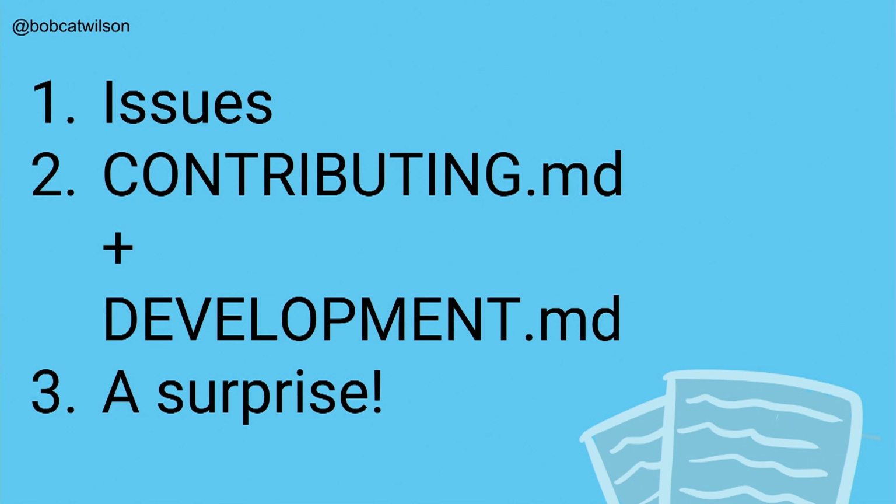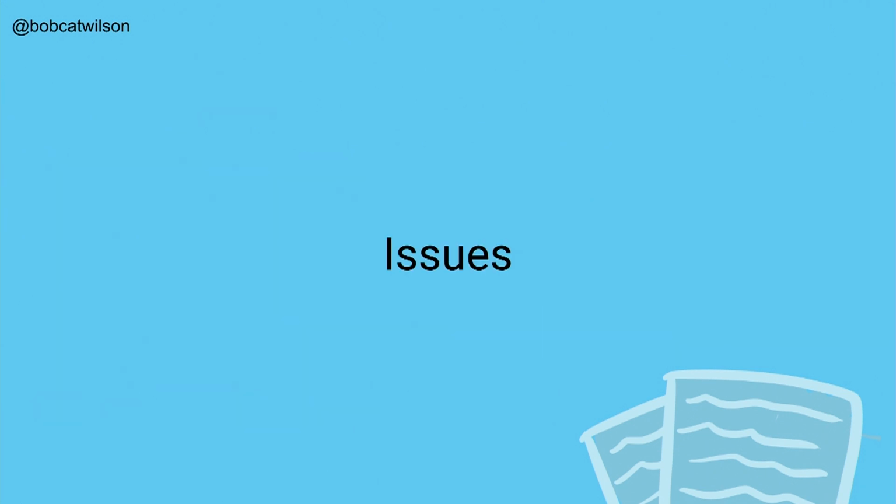We'll be looking at 3 kinds of docs. The first one is issues, which is feature requests, bug reports, that kind of thing. Then we're going to talk about the contributing guide and the development guide. And we're going to finish with a surprise, 3rd kind of documentation. It's something that you might not even have been thinking about as docs, but it is. So first of all, let's look at issues.